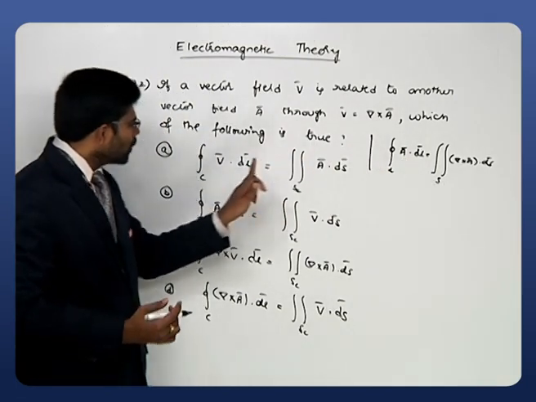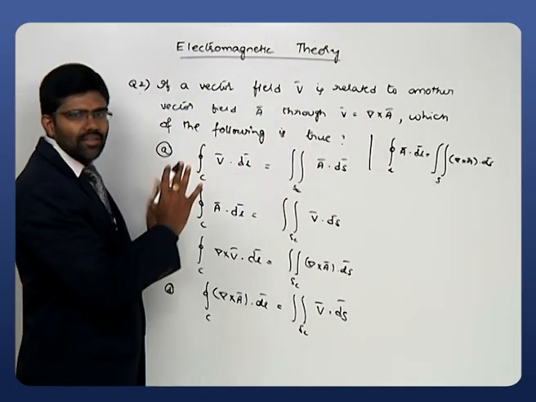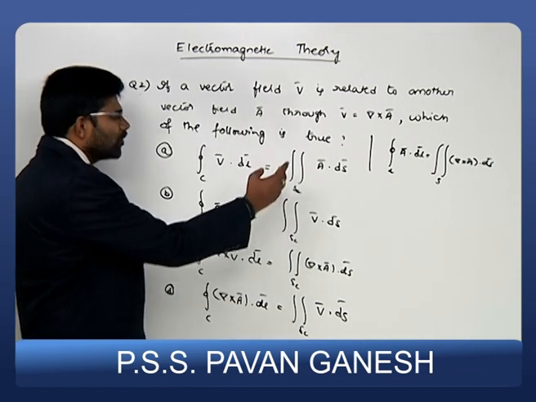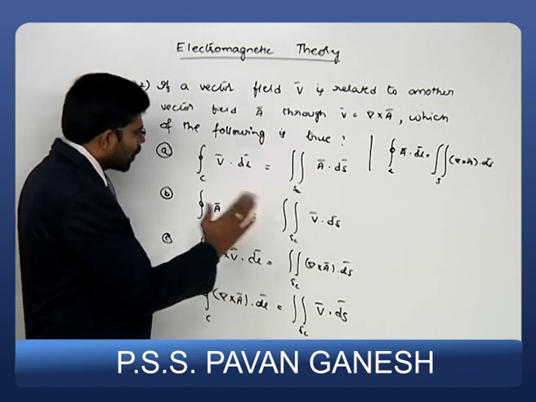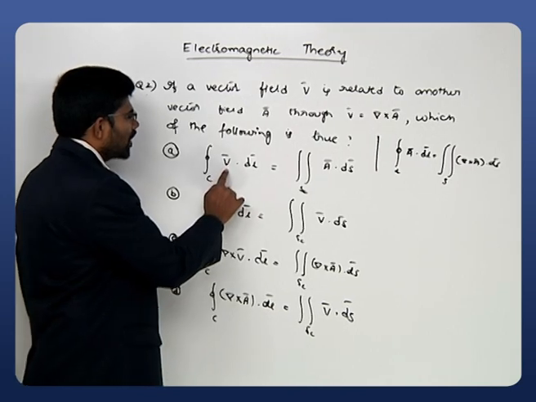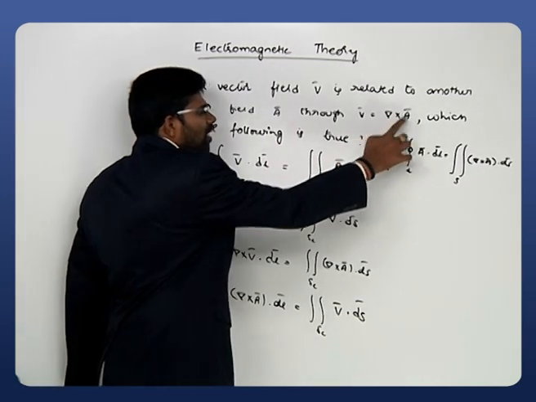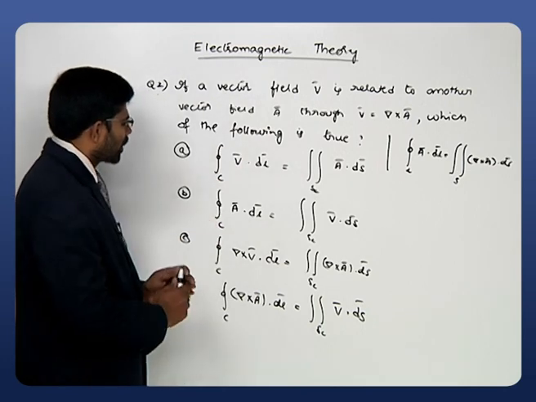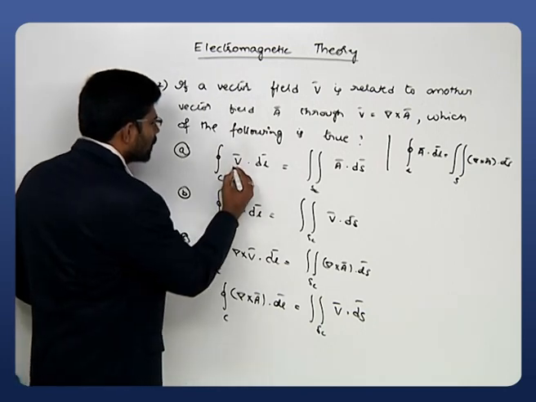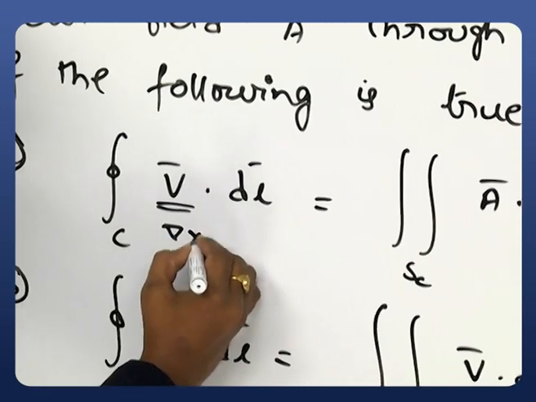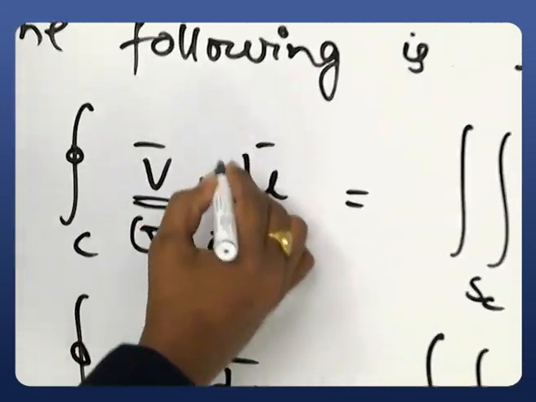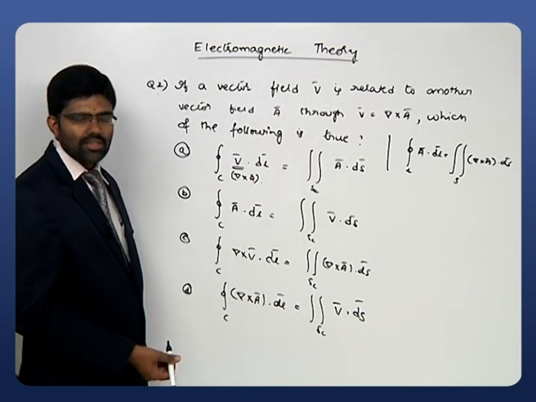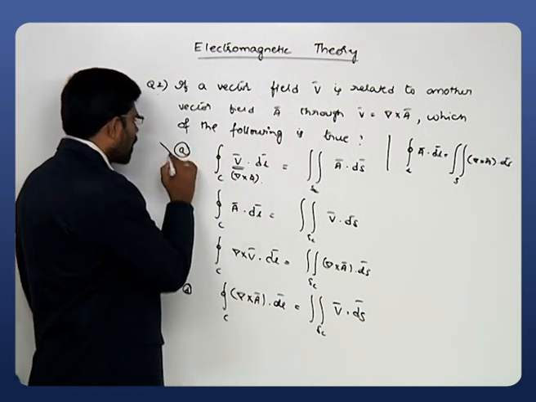So here what you have to do is relate our v bar and a bar. Whenever we have that v bar and a bar relation, then obviously we can choose the correct answer. So replace our v bar with del cross a bar. If you replace this v bar with del cross a bar, then this is the equation we get on the left hand side, but it is not the same as our Stokes theorem. So option A is wrong.